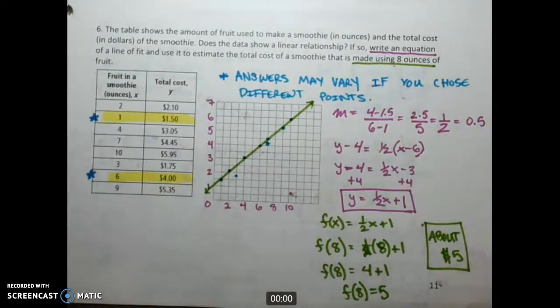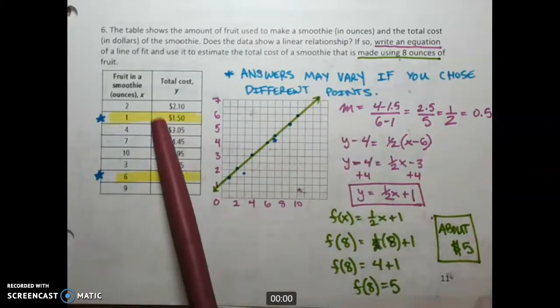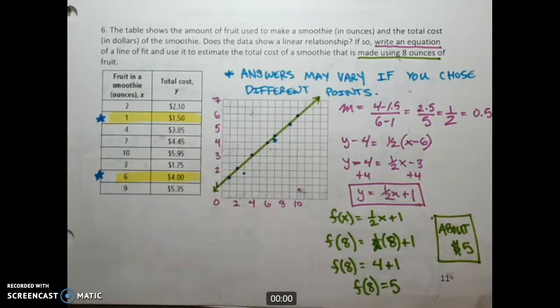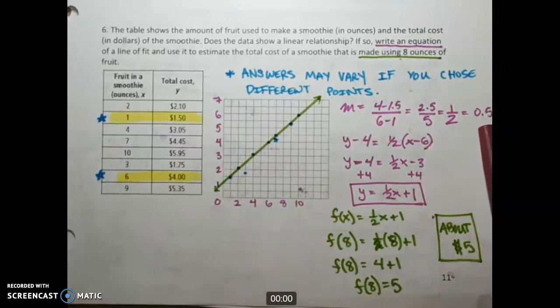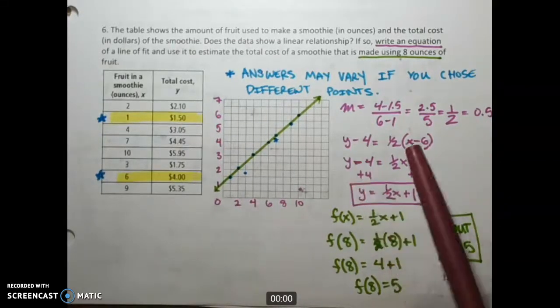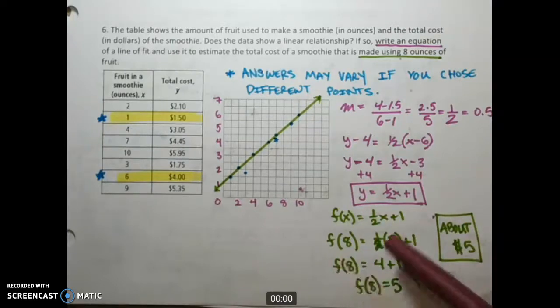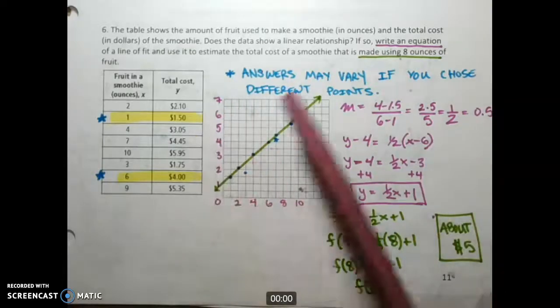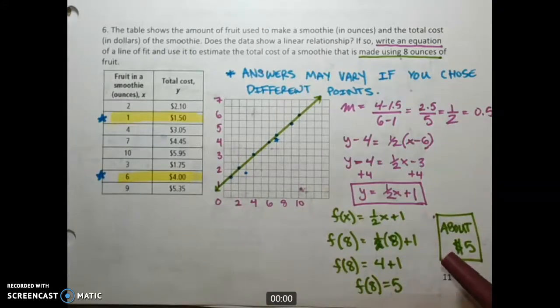Okay. Here is number 6. Now, first of all, your answers could vary. If you didn't choose these 2 points, totally acceptable. Don't worry about it. But this is the process, right? So your answer could be totally different than mine. Plotted your points. I used these 2 points. I found my slope, which is 0.5. I plugged it in with the point. I got an equation y equals 1/2 x plus 1. Then what I did was change it to a function, and I wanted an 8-ounce smoothie, or 8 ounces of fruit, so I plugged in f of 8, and I got about $5.